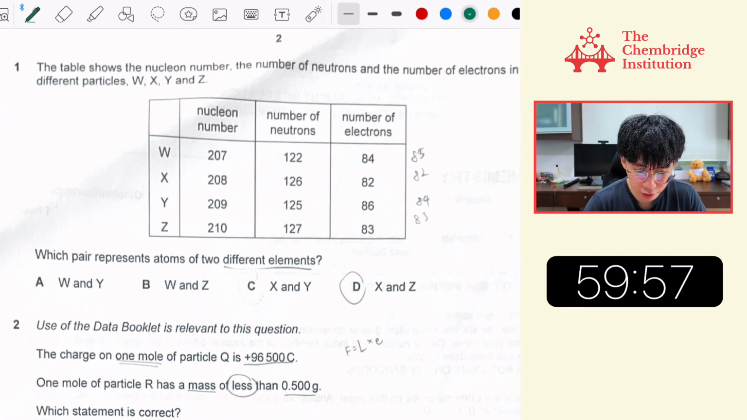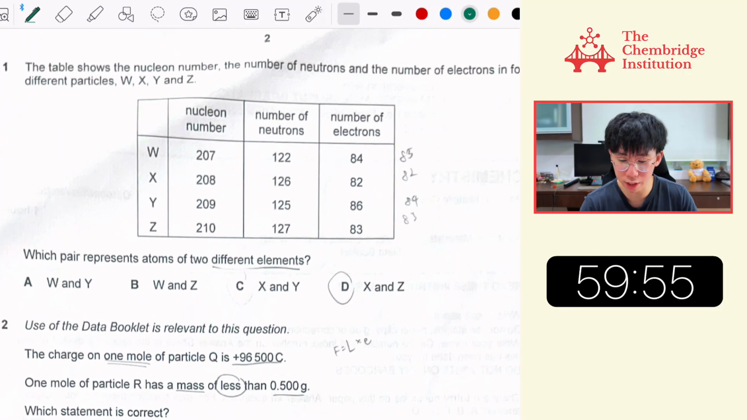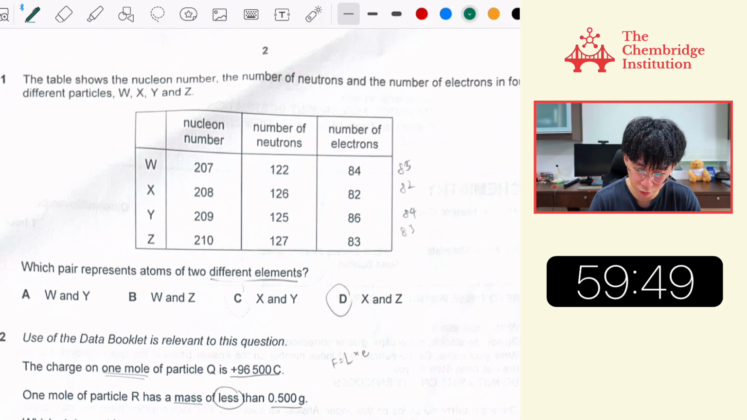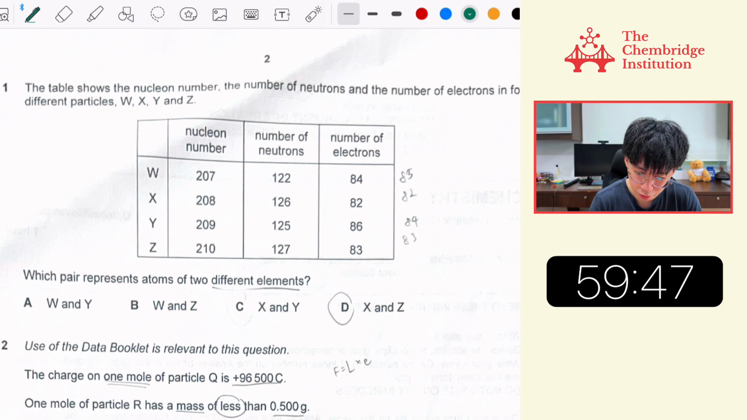So we have here, the table shows the nucleon number, the number of neutrons, and the number of electrons in 4 different particles. Which pair represents atoms of 2 different elements? If there are 2 different elements, I would assume that they have to have a different number of protons, and I'm going to ignore a lot of these notations over here. So you just take the nucleon number minus the neutron number, and you will get 207. This is indeed 85.